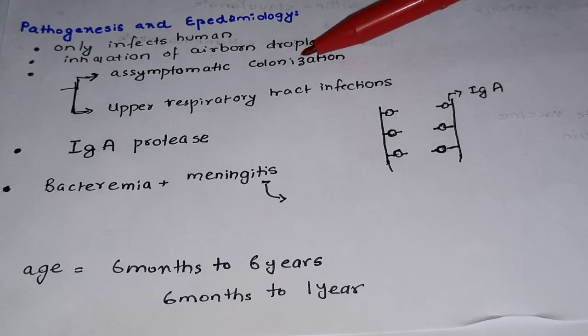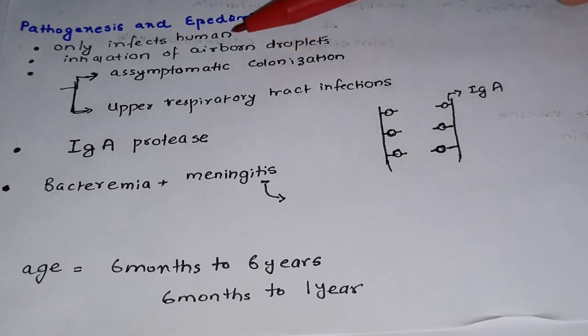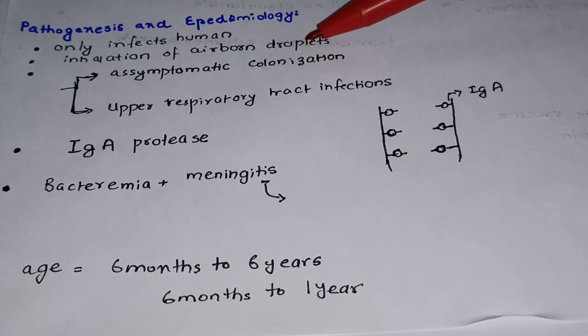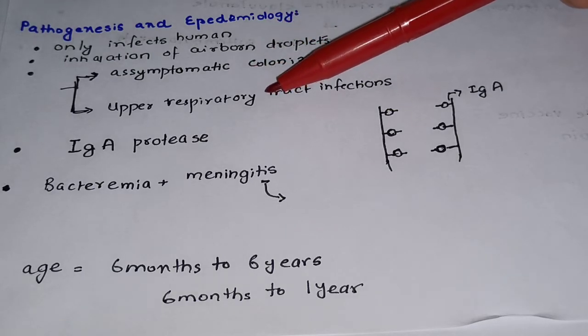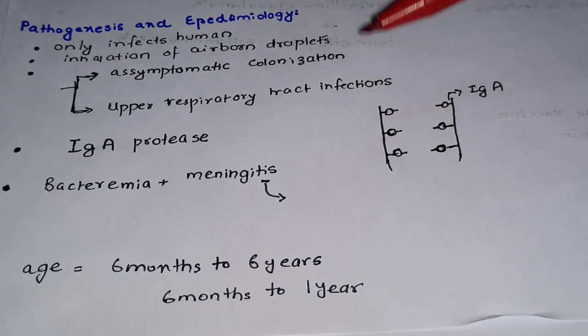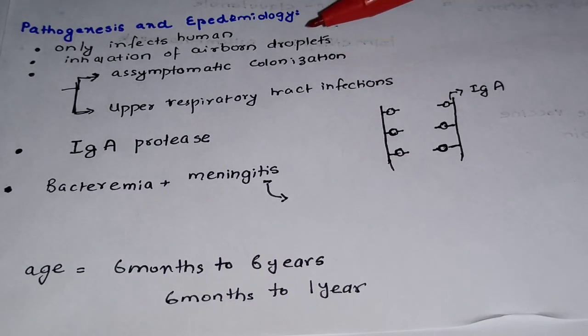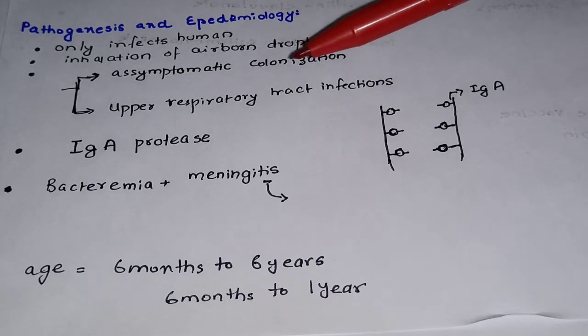So there are two possibilities when it enters our body and colonizes the respiratory tract. Either it will just cause an asymptomatic colonization, meaning the person will not be infected, just he will remain in a carrier state, or the organism can cause upper respiratory tract infections. It depends upon the host immunity. So when it enters our body, it colonizes the respiratory tract. Either it will cause infection, or not infection but just a carrier state of the person.